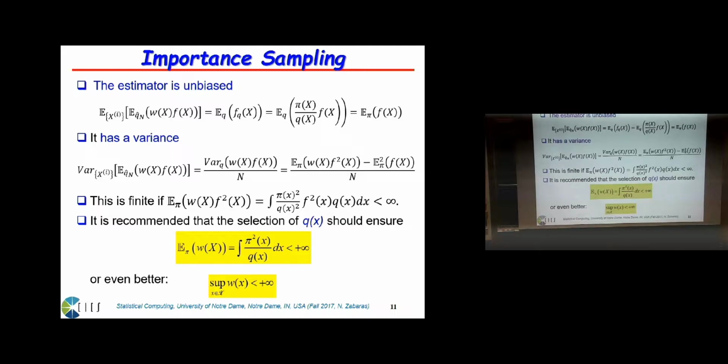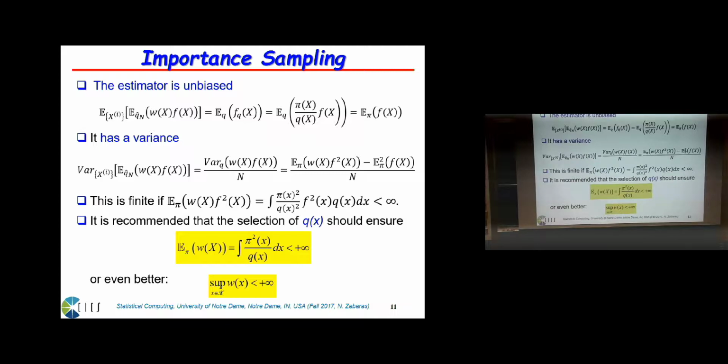Certainly, if the expectation of the weights under pi, or if you want it to be even stricter, the maximum of W, is not finite, basically this variance will go to infinity, okay? So we're interested here in the expectation of the weights being finite for this integral to make sense.